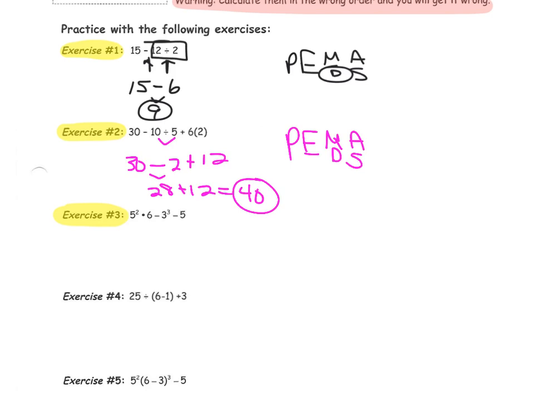So again, I just read this from left to right once I had subtraction and addition, because PEMDAS says addition and subtraction are interchangeable, but we should be following the correct order from left to right. Okay, let's take a look at exercise 3.